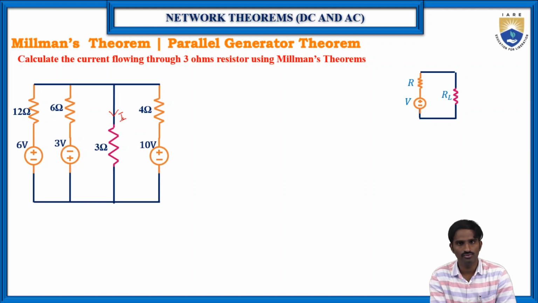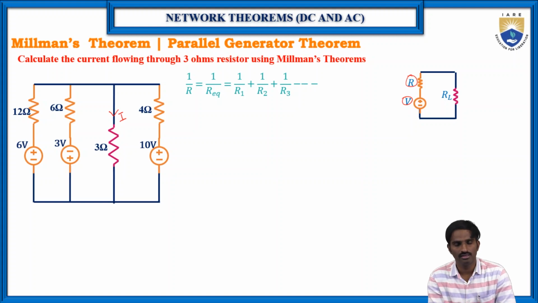So what we need to do to apply Millman's theorem is replace this circuit with an equivalent circuit, which we can also call Millman's equivalent circuit. That equivalent circuit consists of one voltage source, one resistor and one load resistor, right? In this circuit the variables V and R are unknown, so now we need to calculate the values of V and R. First of all, let us find the R value.